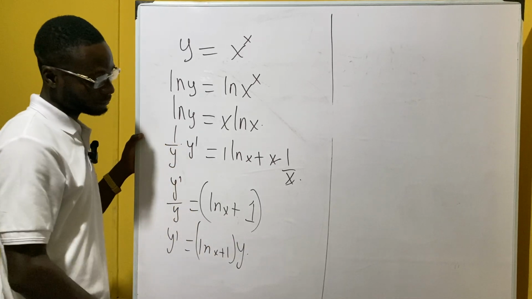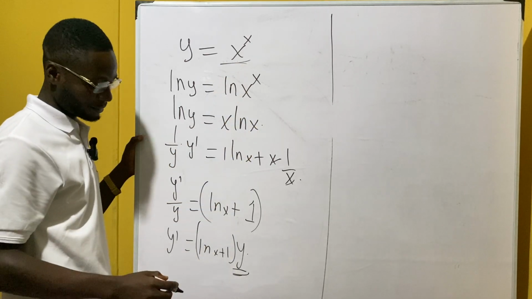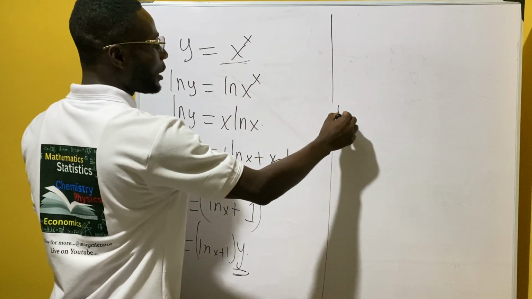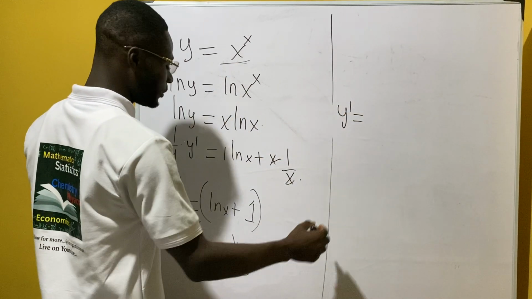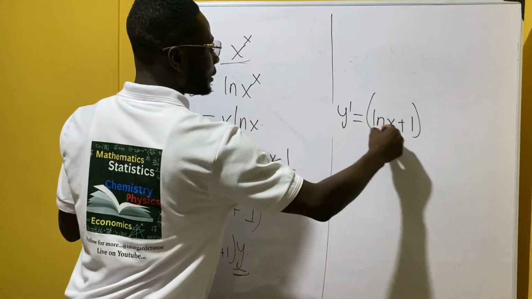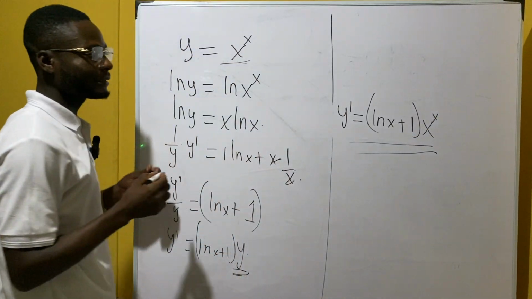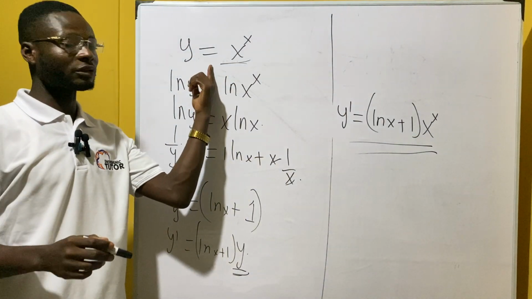by y. But our y was giving us x^x. So we say that y prime is equal to (ln x plus 1) times x^x. And that is the solution to this particular problem.